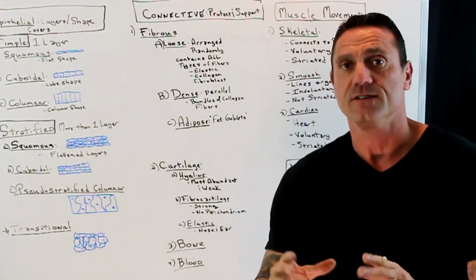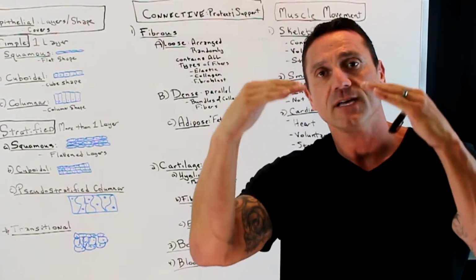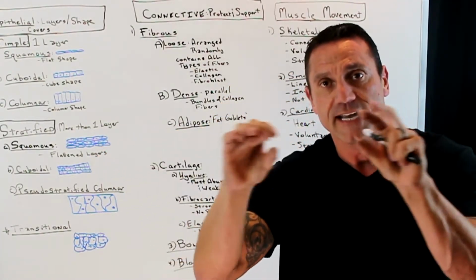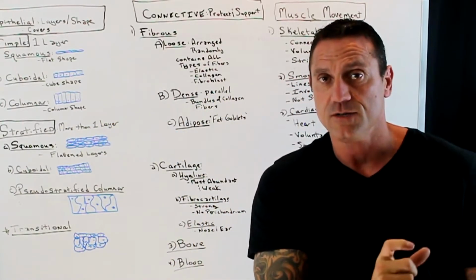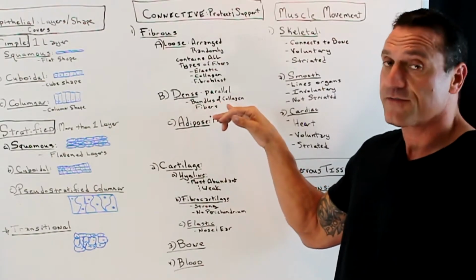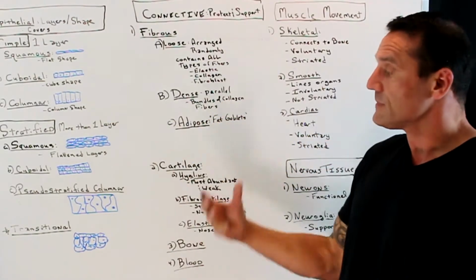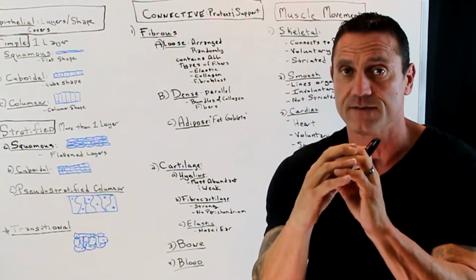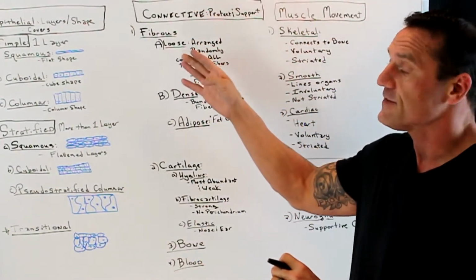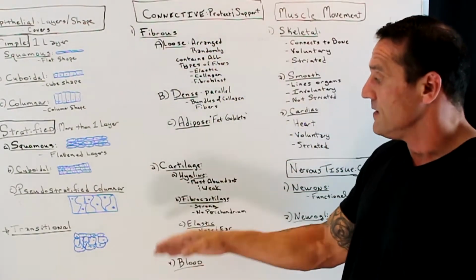Next, we have dense. Dense is a parallel structure. It looks like lines. Look at the nucleus. See where the nucleus is. It's bundles of collagen fibers. Next is adipose. Adipose is adipose. It looks like fat goblets. So those are the three different types of fibrous connective tissue.